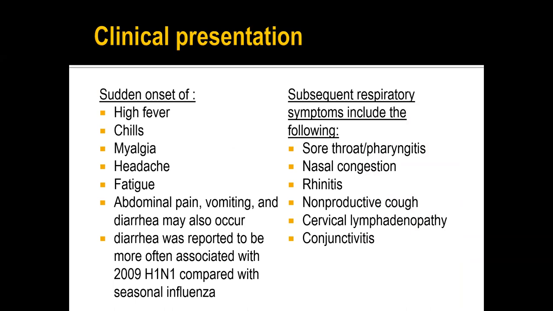Clinical presentation includes sudden onset of fever, chills, myalgia, headache, fatigue, abdominal pain, and vomiting. Diarrhea may also occur; it was reported most often during the 2009 H1N1 pandemic compared to seasonal influenza. Subsequently, after the respiratory symptom onset, there could be sore throat, pharyngitis, nasal congestion, rhinitis, and non-productive cough. Cervical lymphadenopathy and conjunctivitis can also occur.